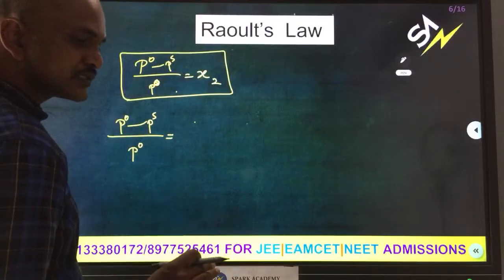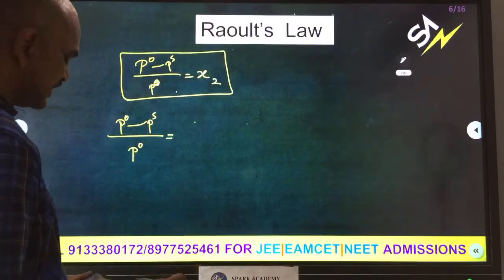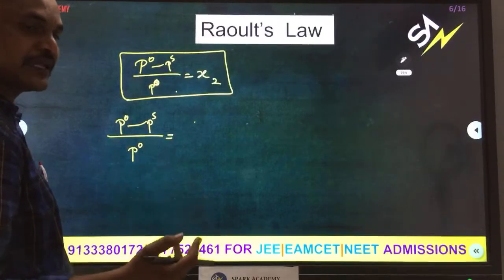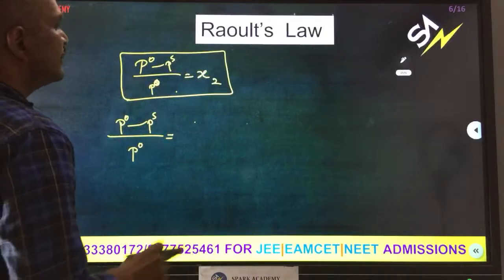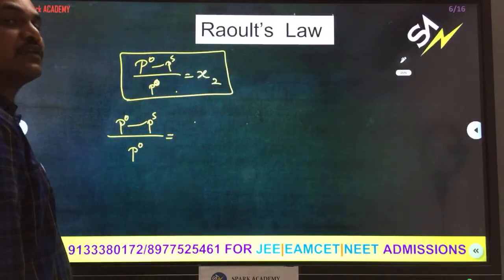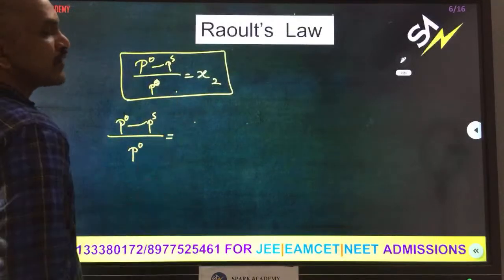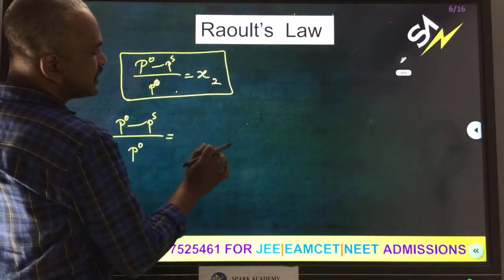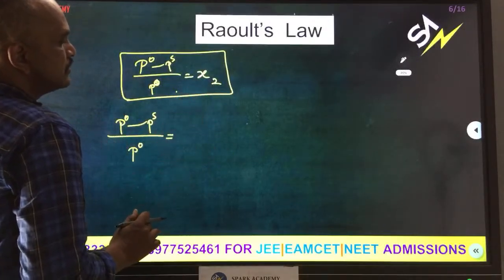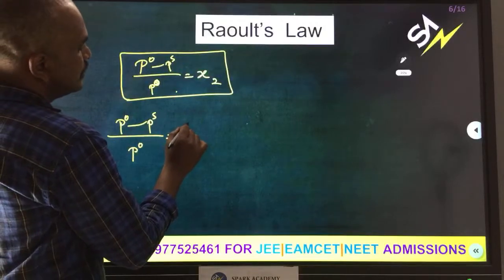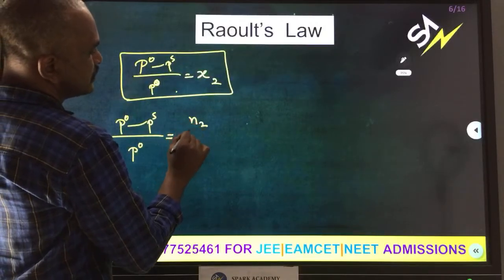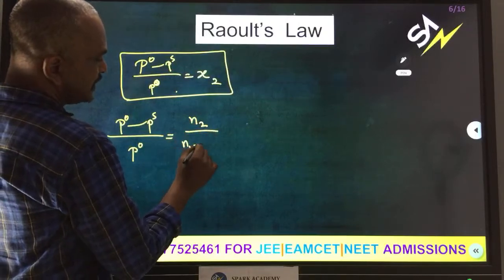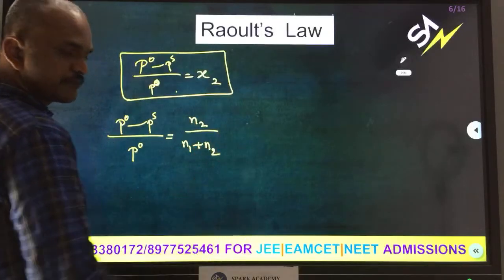The second number denotes the mole fraction of the solute. The second number is of solute, the first number is of the solvent. Understood? X1 is the mole fraction of solvent, X2 is the mole fraction of solute. So the mole fraction of the solute is nothing but the number of moles of solute by number of moles of the solvent plus number of moles of solute.